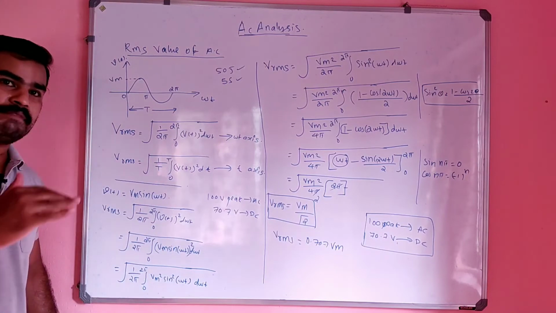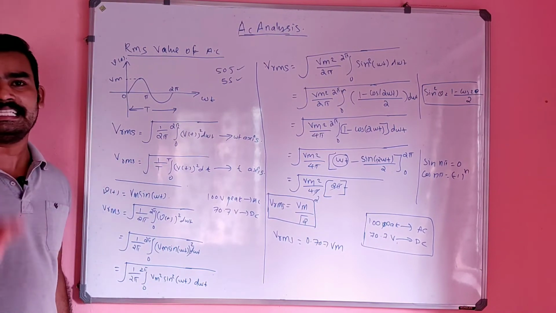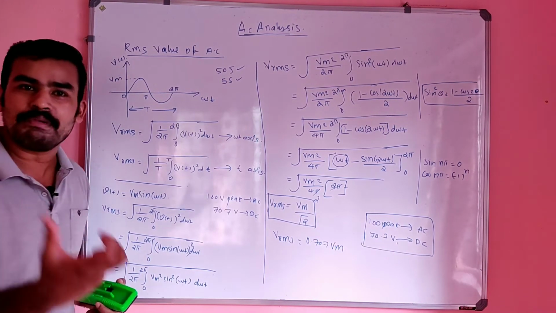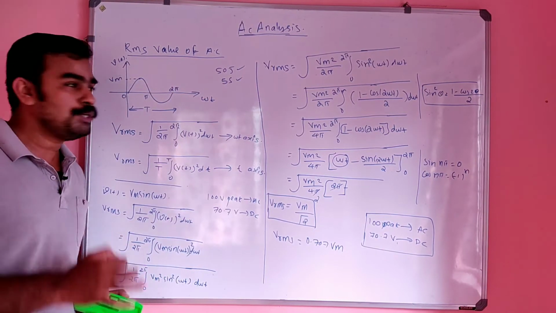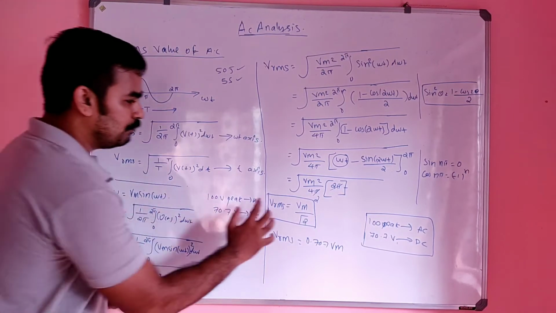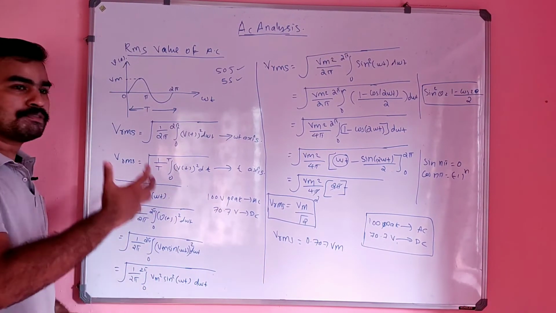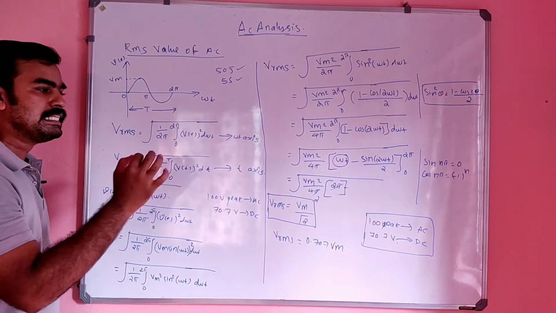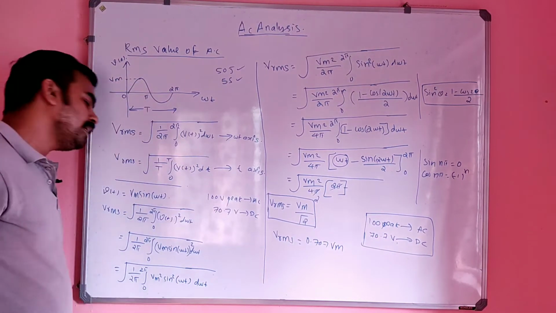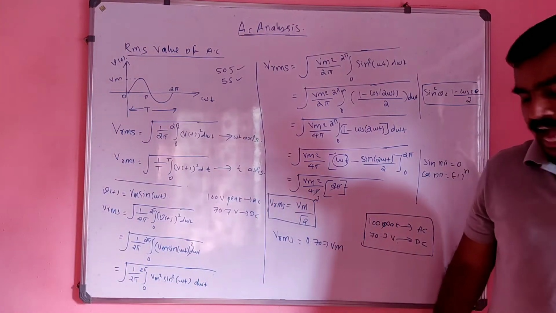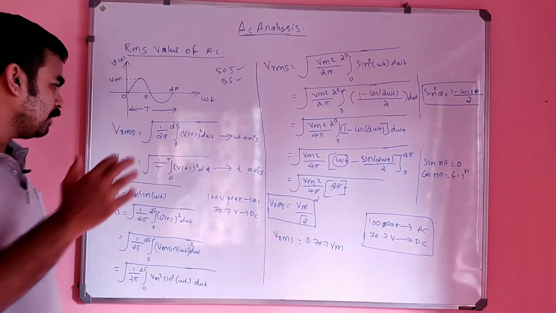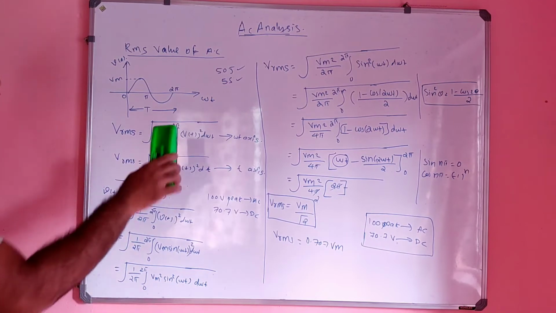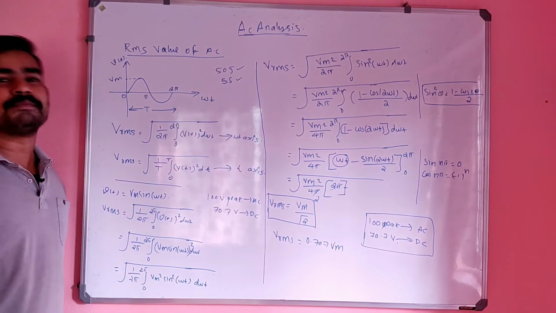The DC value is simply 0.707 that of the AC, that is the RMS value. So the RMS value is the effective value, or the DC value required to produce the same heating effect as that of the AC. You found Vrms equal to Vm by root 2, which means we just require 0.707 Vm to produce the same heating effect. And you learned an equation for finding the RMS value: Vrms equal to root of 1 by 2 pi integral 0 to 2 pi of V(t) the whole square dt, for omega t on the time axis. Is it clear to you?